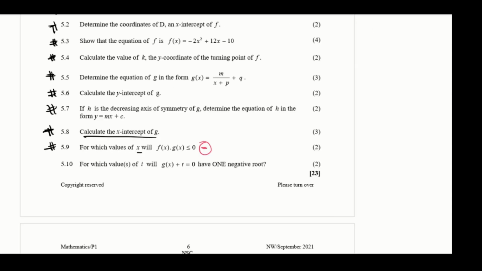Question 5.10 asks: for which values of t will g(x) + t = 0 have one negative root? So what you're going to do is this. You have g(x) + t = 0. So you want to identify the values of t, right?